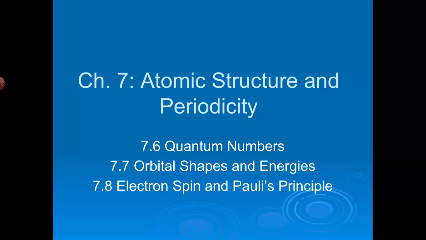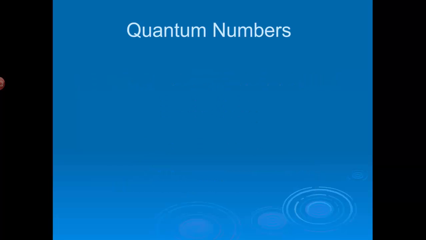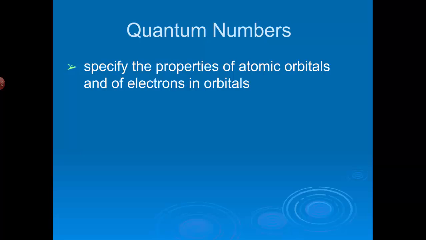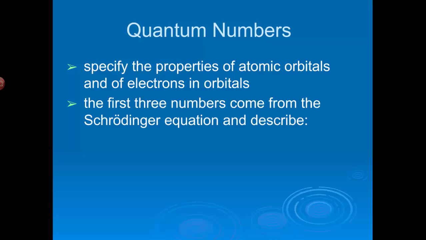All right, let's get a sense of how quantum mechanics is applied to electrons. We're going to start by taking a look at quantum numbers. Think of quantum numbers as an address system. It's a way of finding electrons. It specifies what energy level, what sublevel, what orbital, and where in the orbital those electrons are.